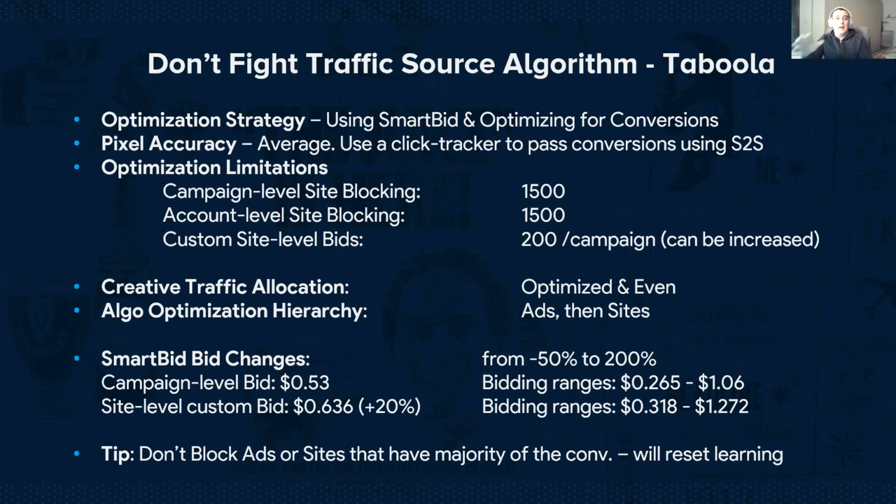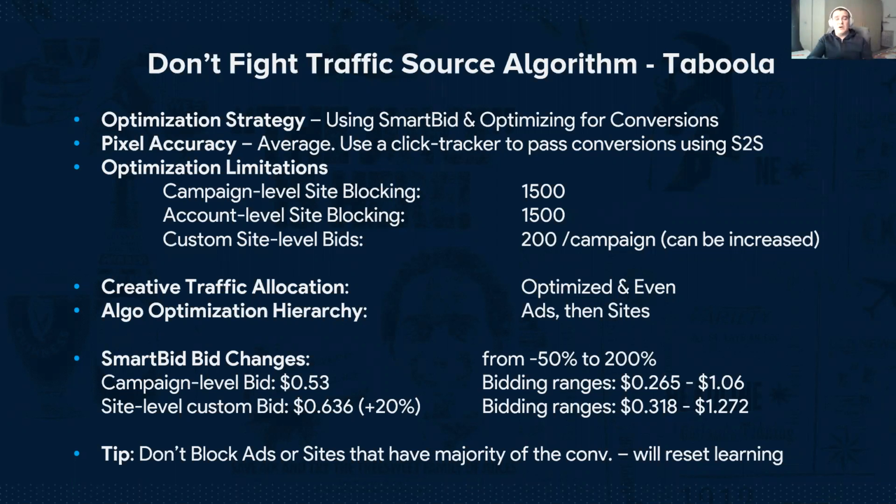And in terms of optimization hierarchy, you don't want to block anything that has most of the conversions of your campaign. You'd rather drop the bid than block that entity, whether it's an ad or a publisher. If it accounts for maybe 20% or more of your total conversions, I'd be careful with that, because it will reset the learning strategy, or the learning phase, of a campaign.